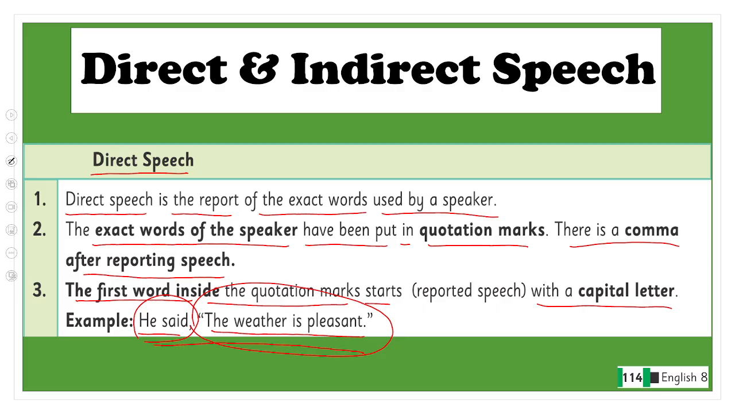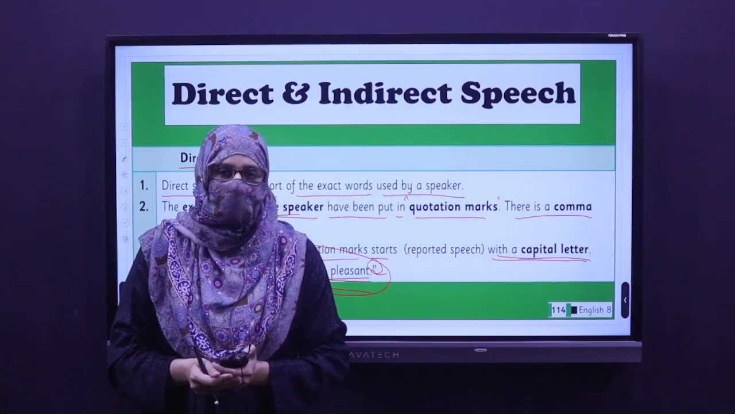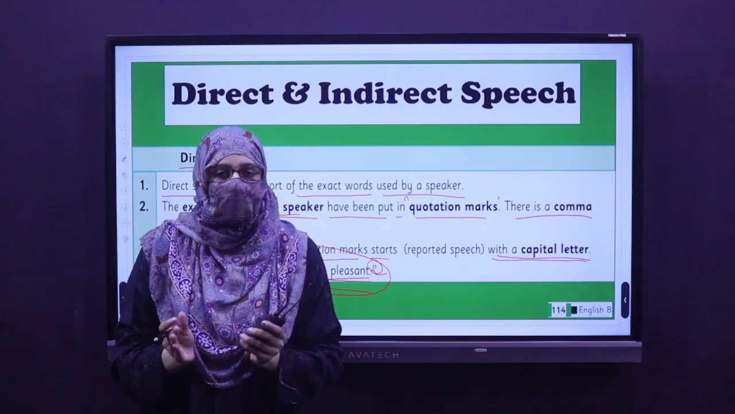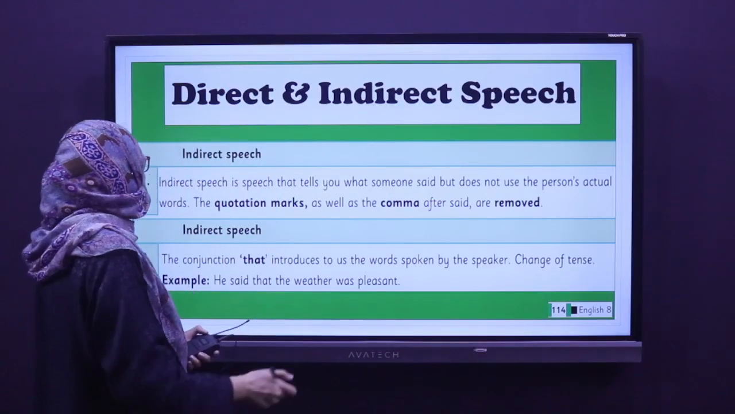As we have learned that the words of the speaker have been put in quotation marks. Can you see these quotation marks? He is the speaker and his words, the weather is pleasant, have been put into quotation marks. And also, we see that the first word inside the quotation marks starts with a capital letter. So, in direct speech, the first letter of the sentence starts with a capital and that particular sentence is enclosed in quotation marks.